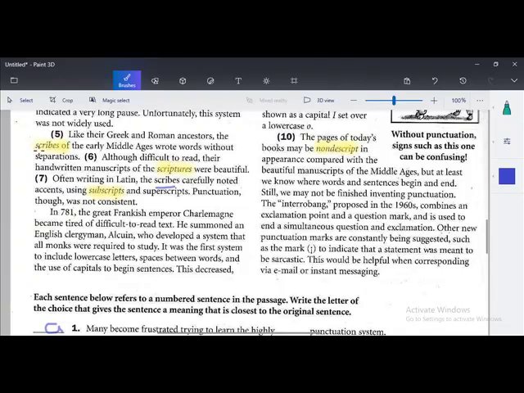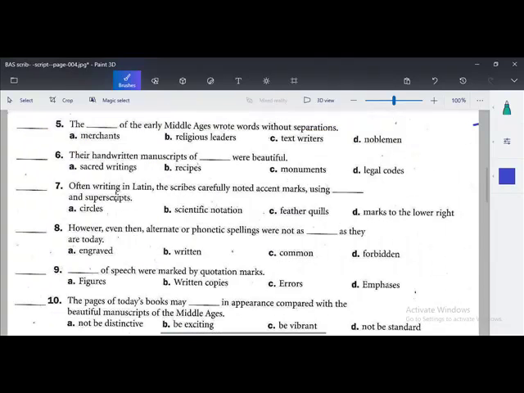Okay, I need to check these three words: scribes, scriptures, and subscripts. Number 5. The scribes of the early Middle Ages wrote words without separation. Scribes means merchants, traders, religious leaders like the Pope or something, text writers, or noblemen. Of course, we have learned that scribes means writers. So number 5, C. Let's check 6.